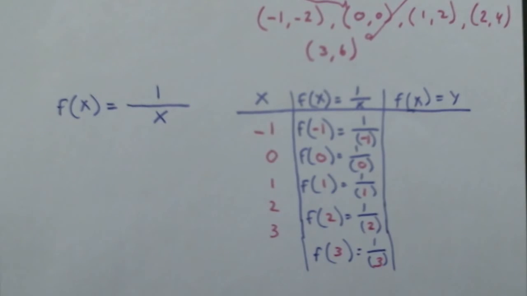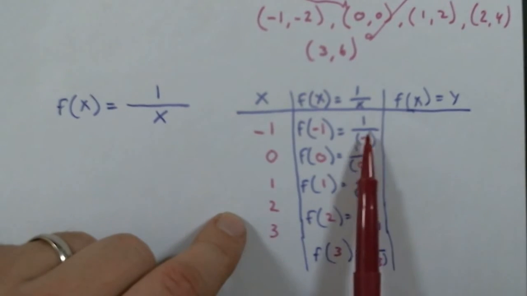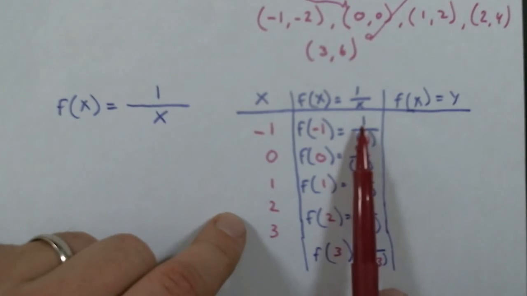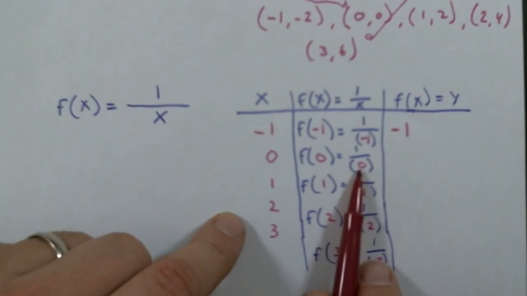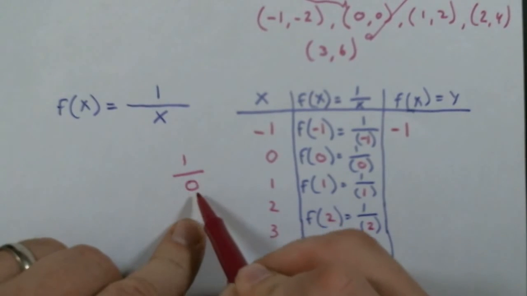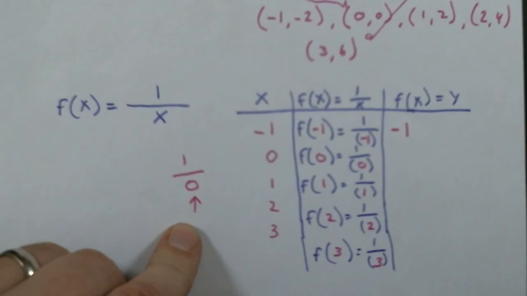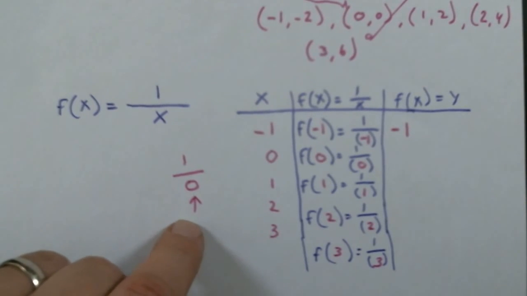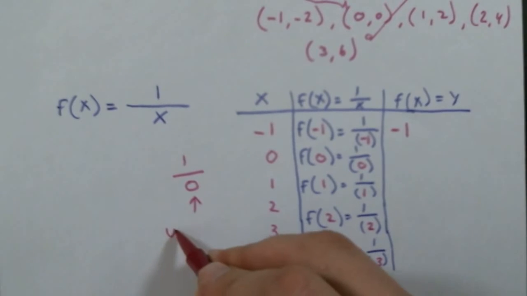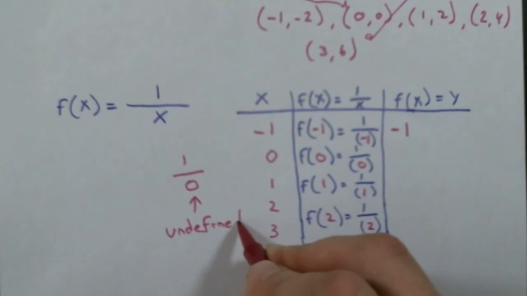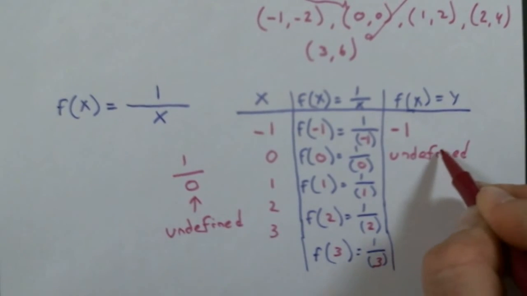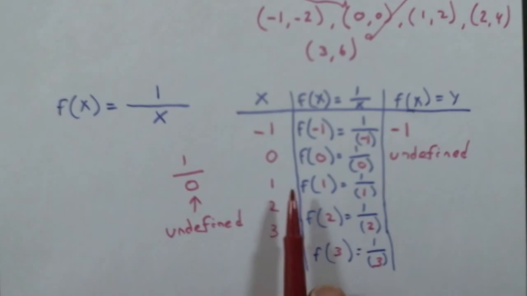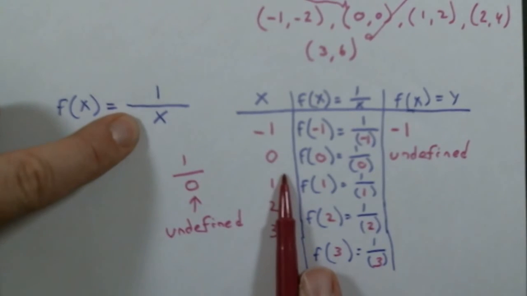Now, what are the outputs that come out of this? Well, what is 1 divided by negative 1? Well, that's going to be negative 1. Okay. Can you divide by 0? Can you do that? If you put that into a calculator, it's going to say undefined. So this is going to be undefined. And that's okay. So you're just going to say undefined. It's not going to happen. You can't divide this by 0. So something happens at 0 for this function.